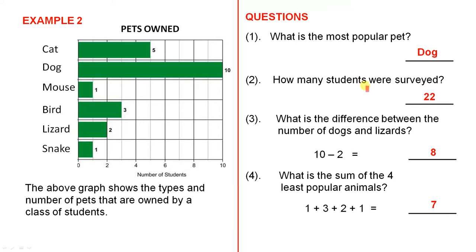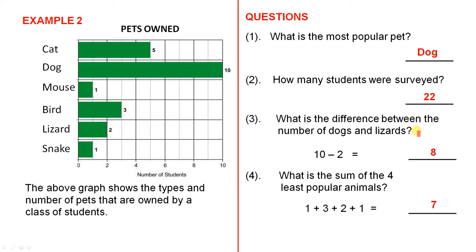How many students were surveyed? Again, you add all the individual numbers, and that gives you 22. So 5 plus 10 plus 1 plus 3 plus 2 plus 1, that gives you 22.